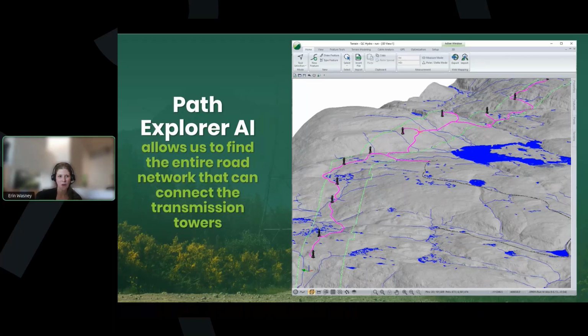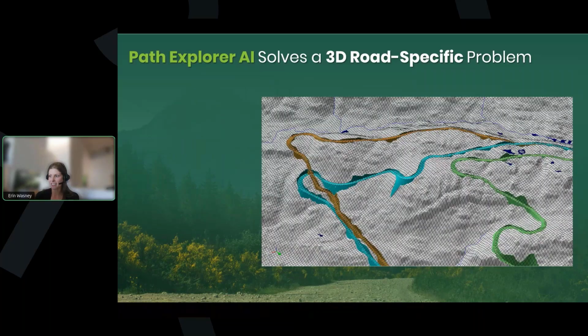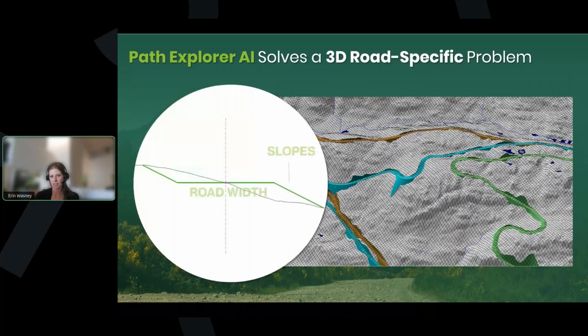It's doing so and thinking about it in a very 3D road-specific way. It's not just looking at what's the shortest way to get from A to B with these grades. It's actually looking at a simple trapezoidal prism. It's looking at your width, your slopes, as well as costs. So we look at a surfacing cost, a cut cost, and a fill cost. And it really allows you very quickly to figure out on a landscape where that road network should go.